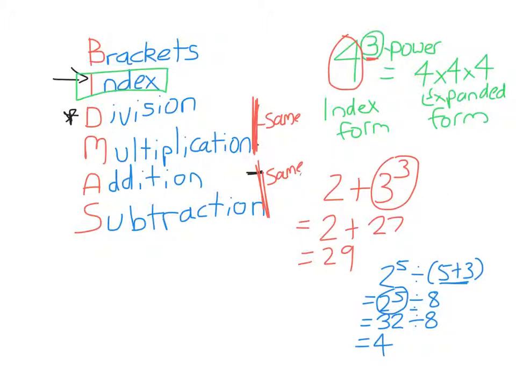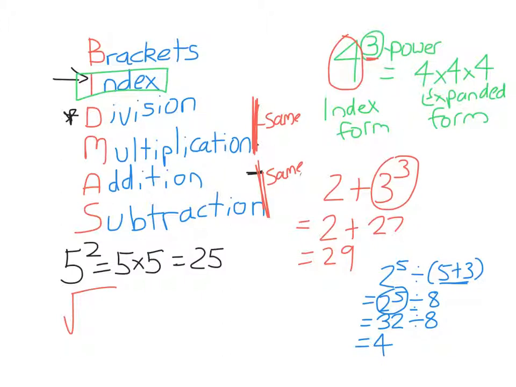I want to make sure we also know about squares and square roots too. So if I raise something to the power of 2, it's called squaring. So 5 squared, for example, that's index form. In expanded form, it's 5 times 5, which is equal to 25. So squaring something is timesing it by itself. Square root, which is this weird sign here, is undoing squaring.